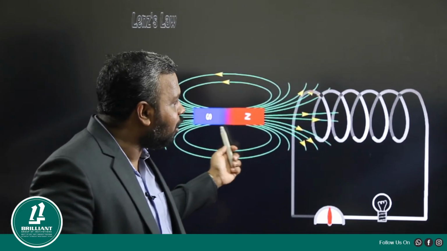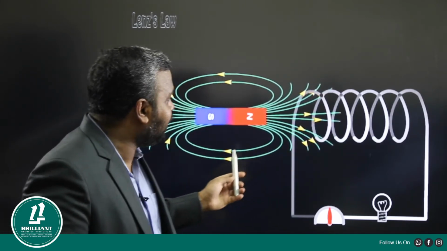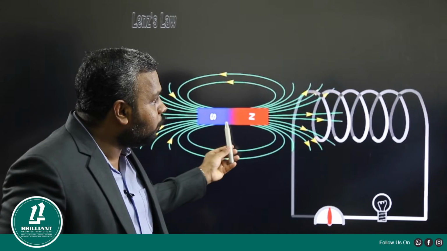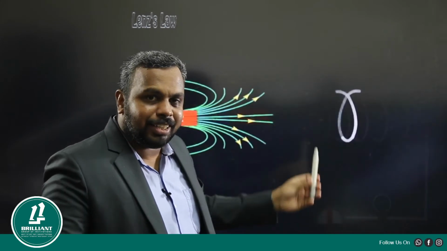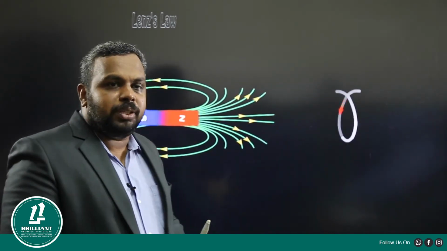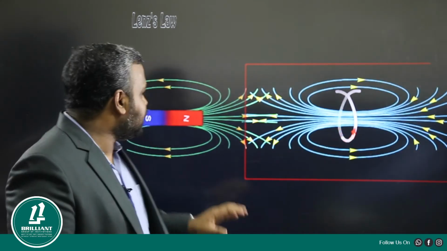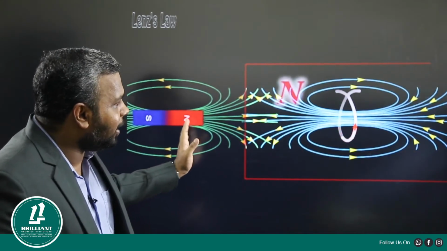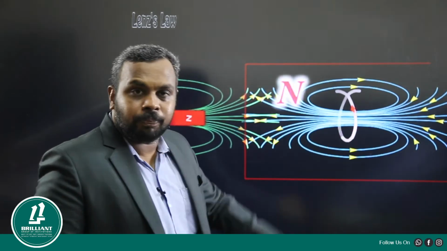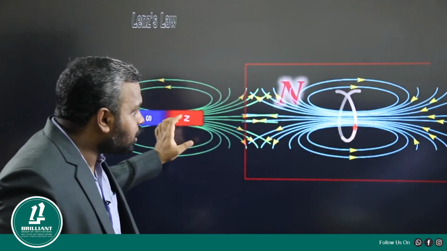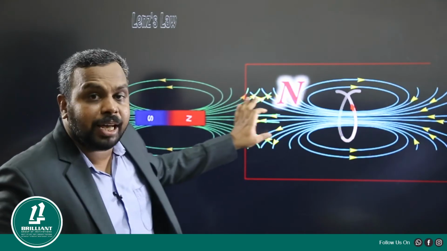It is the movement of the magnet towards the coil. You can see it clearly. The magnet is moving towards the coil, right? And that is the cause of inducing EMF, right? So look at this situation. You can see the magnet is there, the north pole is there, and it is facing a coil, right? So, what is the cause of inducing EMF? The movement of the magnet towards the coil.